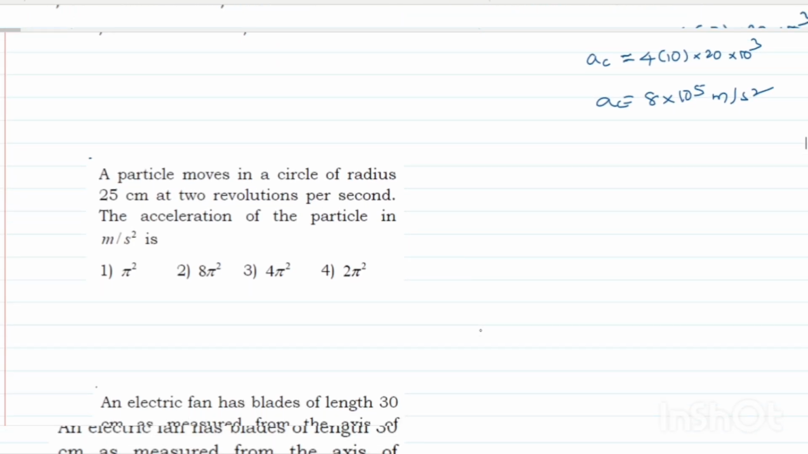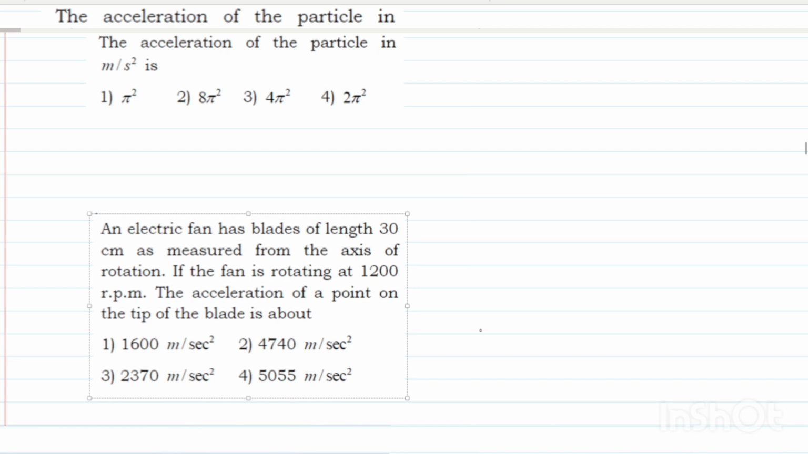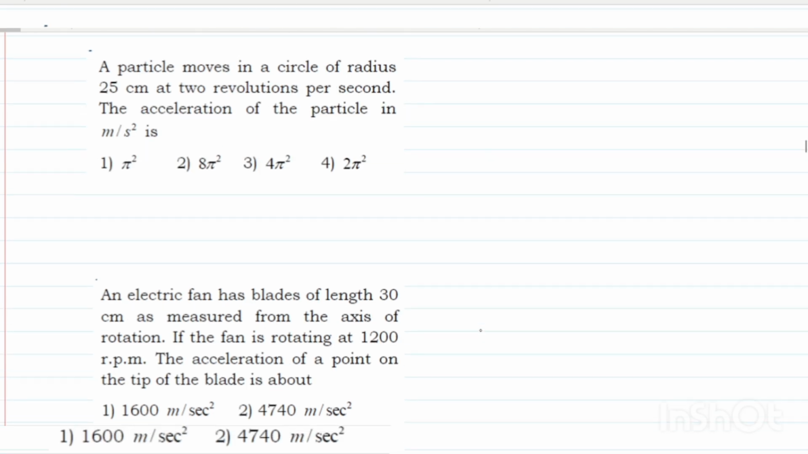So let us see the next question. A particle moves in a circle of radius 25 centimeter at 2 revolutions per second. So the frequency is given as 2 revolutions per second, which is 2 hertz. They are asking for the acceleration of the particle. In terms of angular frequency, the centripetal acceleration AC equals omega square r.